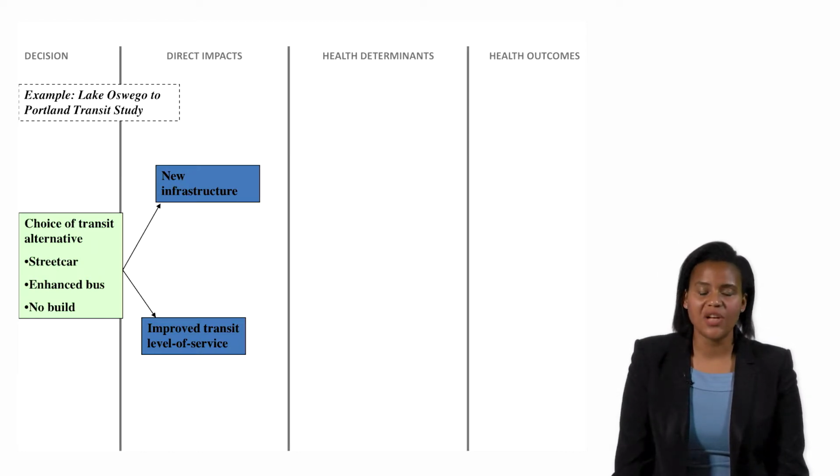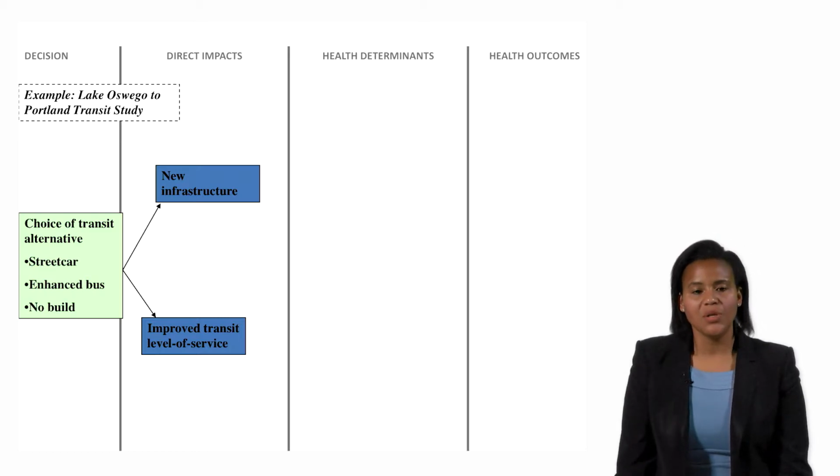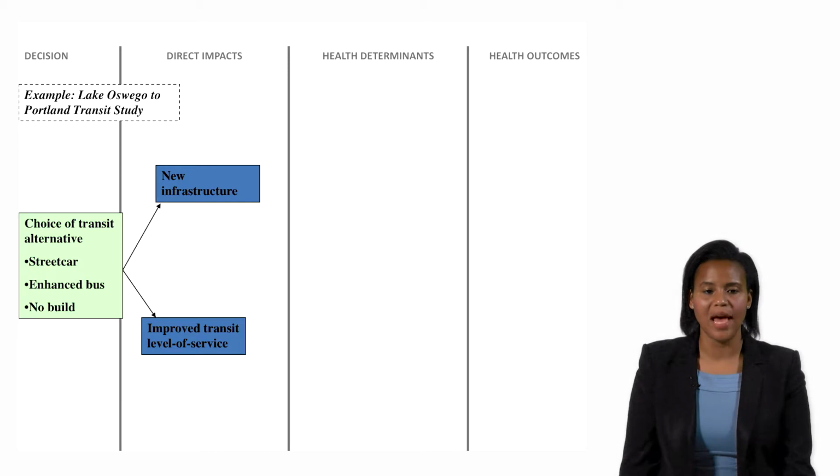So for this particular HIA, they were looking at a choice of transit alternatives, and it was looking at not building anything compared to enhancing their bus line or building a new streetcar. And so the way that this diagram is set up, those decisions are in a box under the decision column. The next column is headed direct impacts, and ultimately is highlighting these two main direct impacts from the choices that are in the decision column.